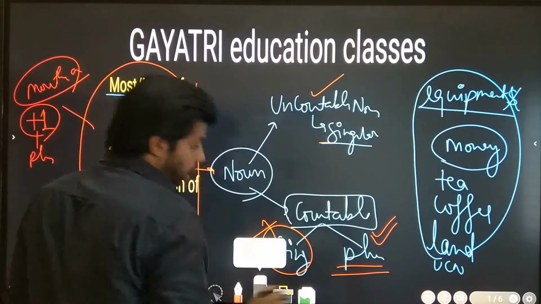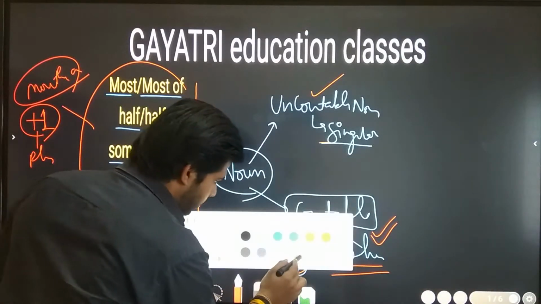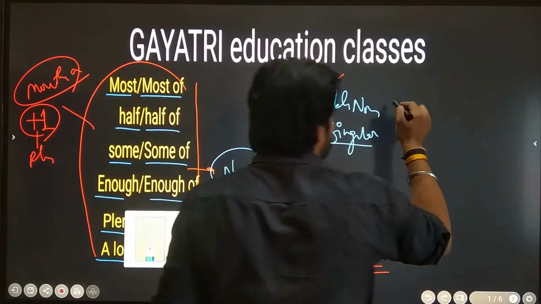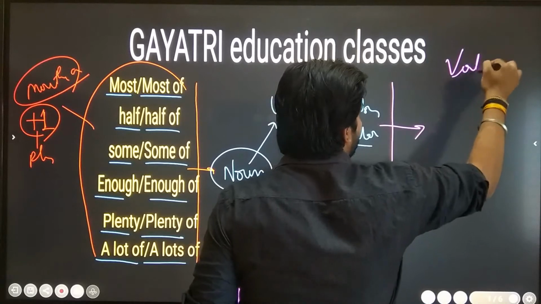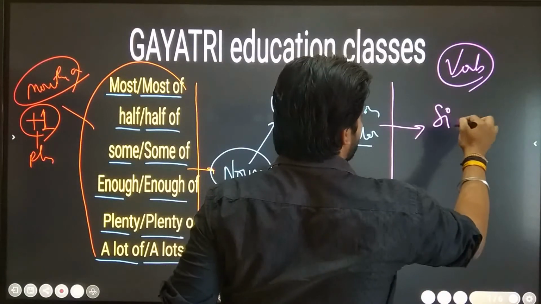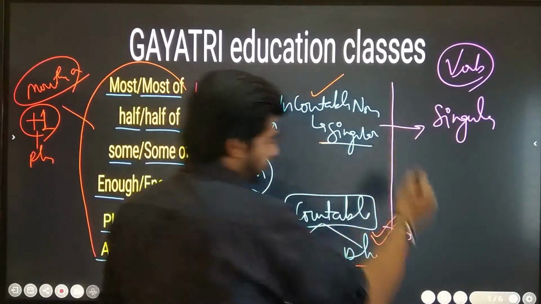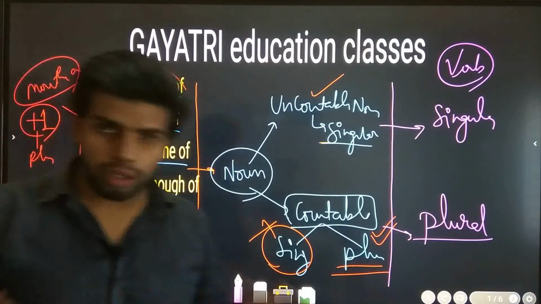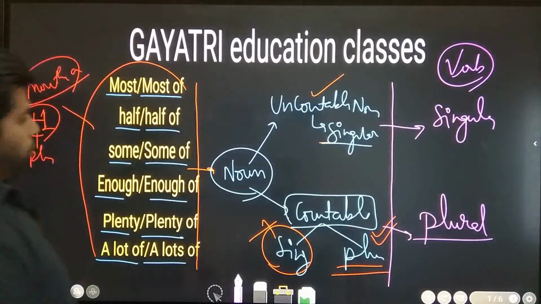So now come to the next topic. Why do we understand these countable and uncountable things? Because after these things you have to put the verb. If you use an uncountable singular noun, then the verb will also be singular. If you put a countable plural noun, then your verb will also be plural. Okay guys, don't wander, just look here. Plural, singular. Now move on to the questions.